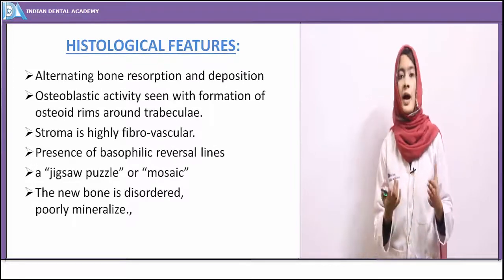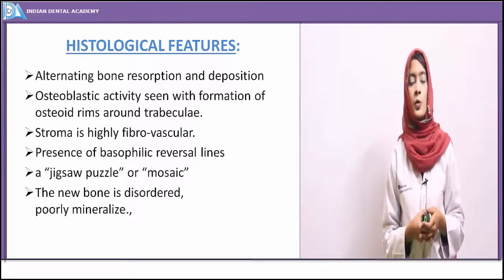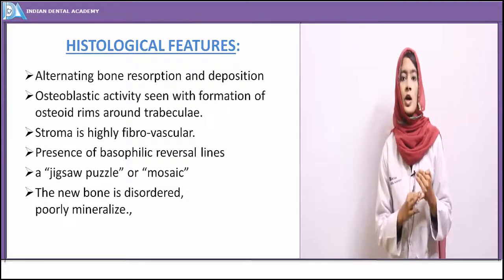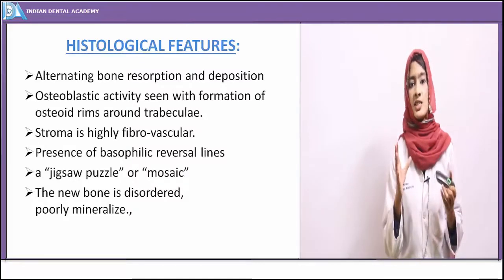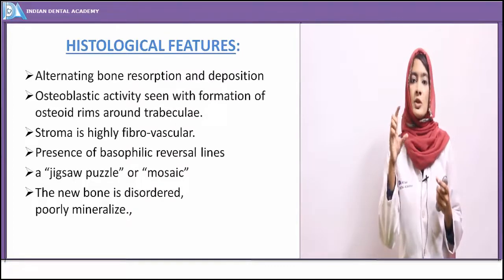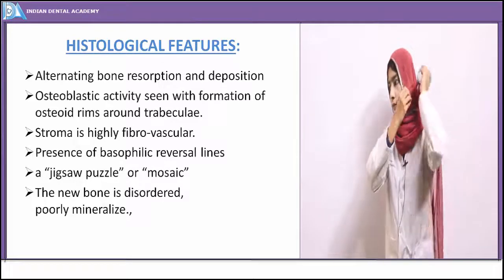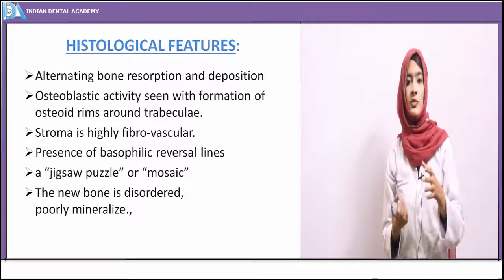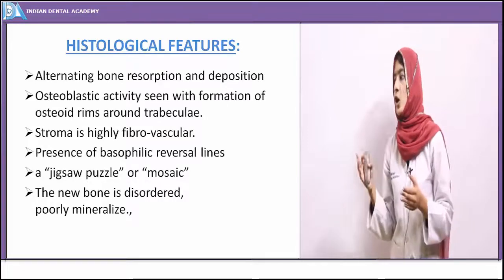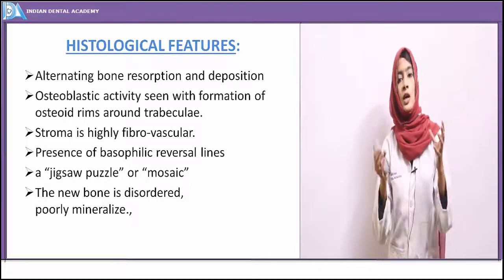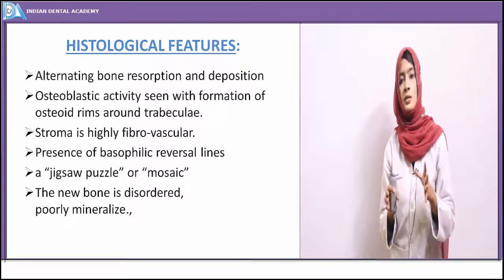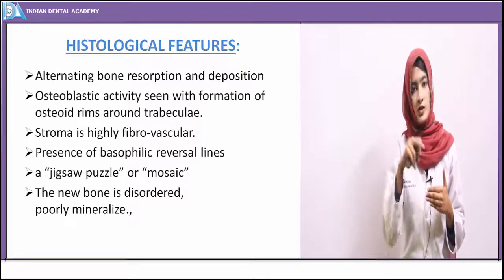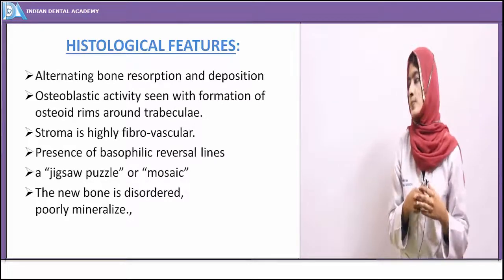So when you see a microscopic picture of Paget's disease of bone, again you can see initially there is bone resorption. This is brought about by osteoclasts. The osteoclasts are so huge that each osteoclast may show hundreds of nuclei. Then a few areas may show presence of osteoblasts. Osteoblasts are shown with irregular trabeculae of immature bone. Then the connective tissue shows presence of large spindle-shaped fibroblasts.